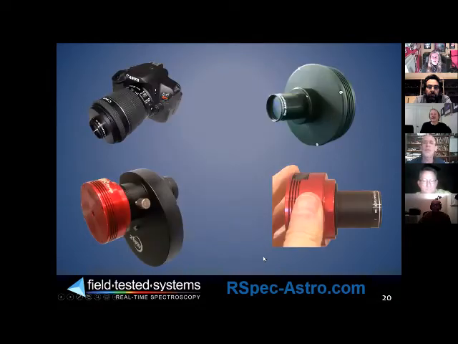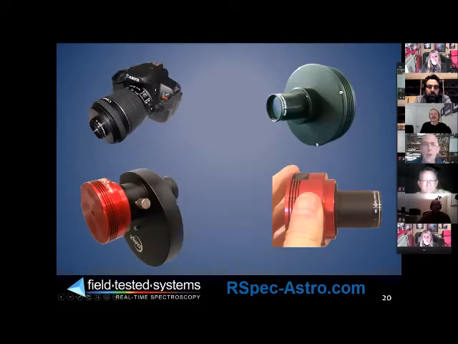So here's different ways that you can mount the grating. On the upper left there, you can see it's on the nose piece of a camera, and there's a little adapter that threads into the lens cap threads. And that's sort of a cool way to do things, but it's not a lot of aperture. You can do it, especially if you've got tracking.